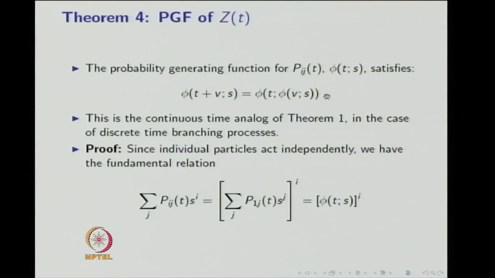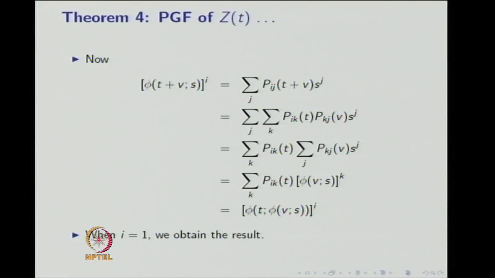When you substitute i equal to 1 in this equation, you will get psi(t+v, s) is the same as psi(t, psi(v, s)) whole power i. When i is equal to 1, you will get psi(t+v, s) is the same as psi(t, psi(v, s)).